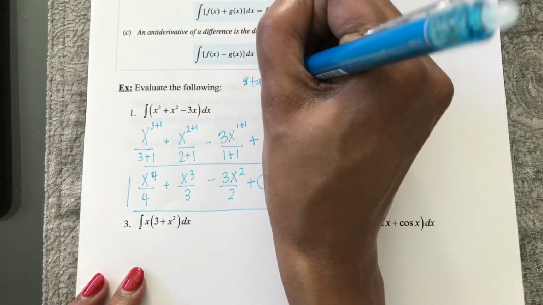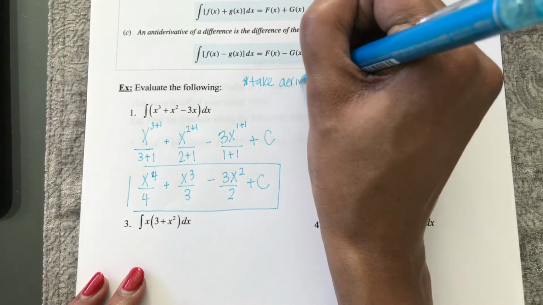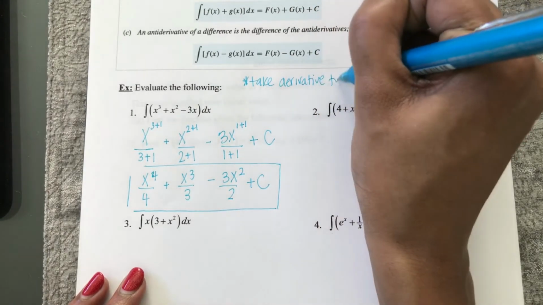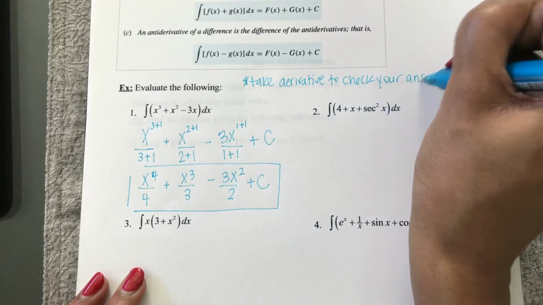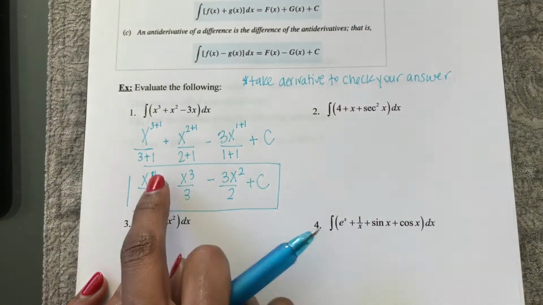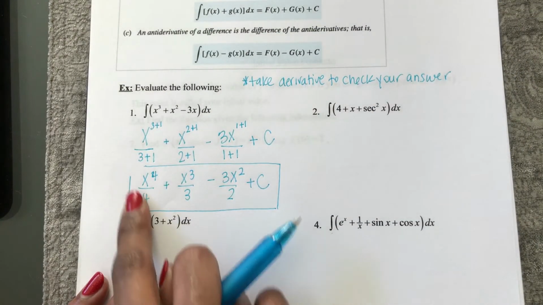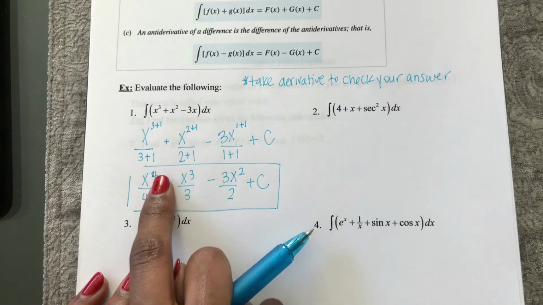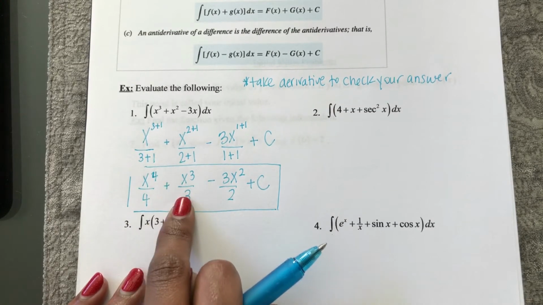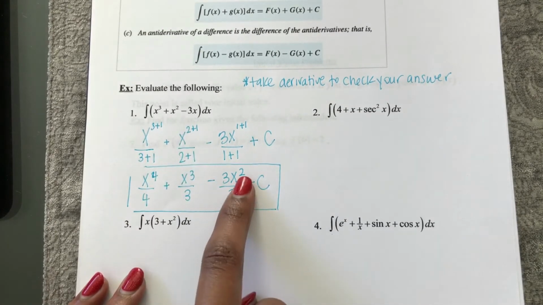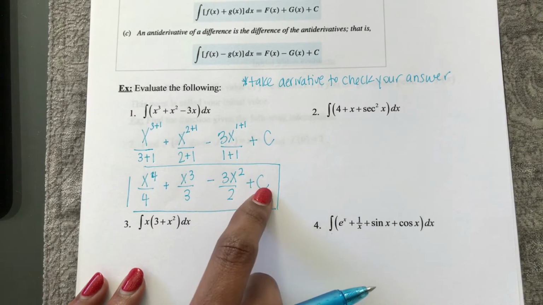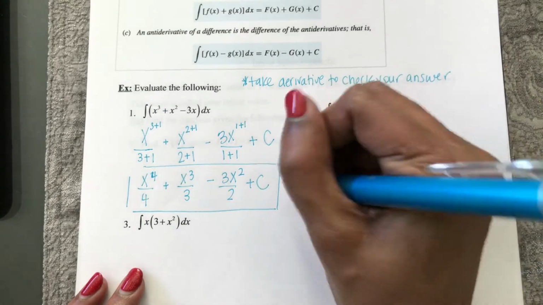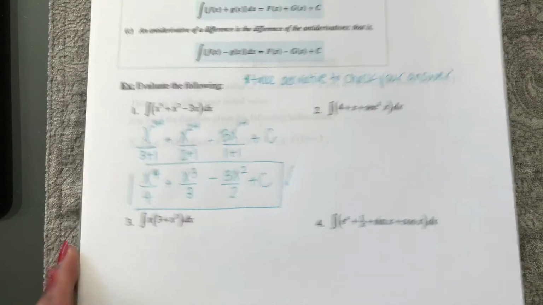So take the derivative to check your answer. So 4 cancels with the 4, that leaves x cubed. 3 cancels with the 3, that leaves x squared. 2 cancels with the 2, that leaves 3x, and the derivative of c goes away. So my answer is correct.